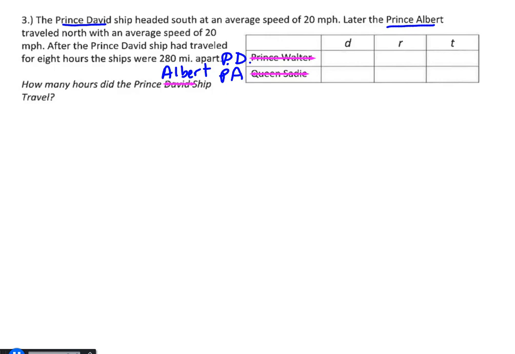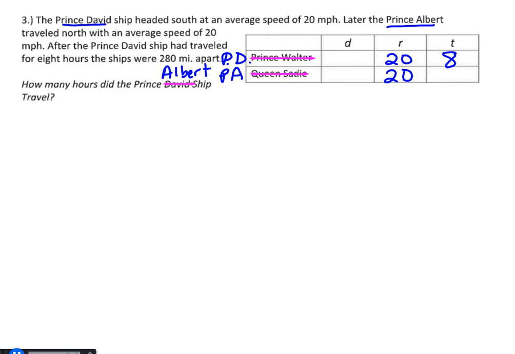And now we can look at the information we've got. The Prince David ship headed south at an average speed of 20 miles per hour. Let me go ahead and put that in there. Later, Prince Albert traveled north with an average speed of 20 miles per hour. So they're going the same speed. And after the Prince David ship had traveled for 8 hours, the ships were 280 miles apart. So we know Prince David left first, and he traveled for 8 hours. So we can go ahead and put that in here. All we know about Prince Albert is that he left afterwards.